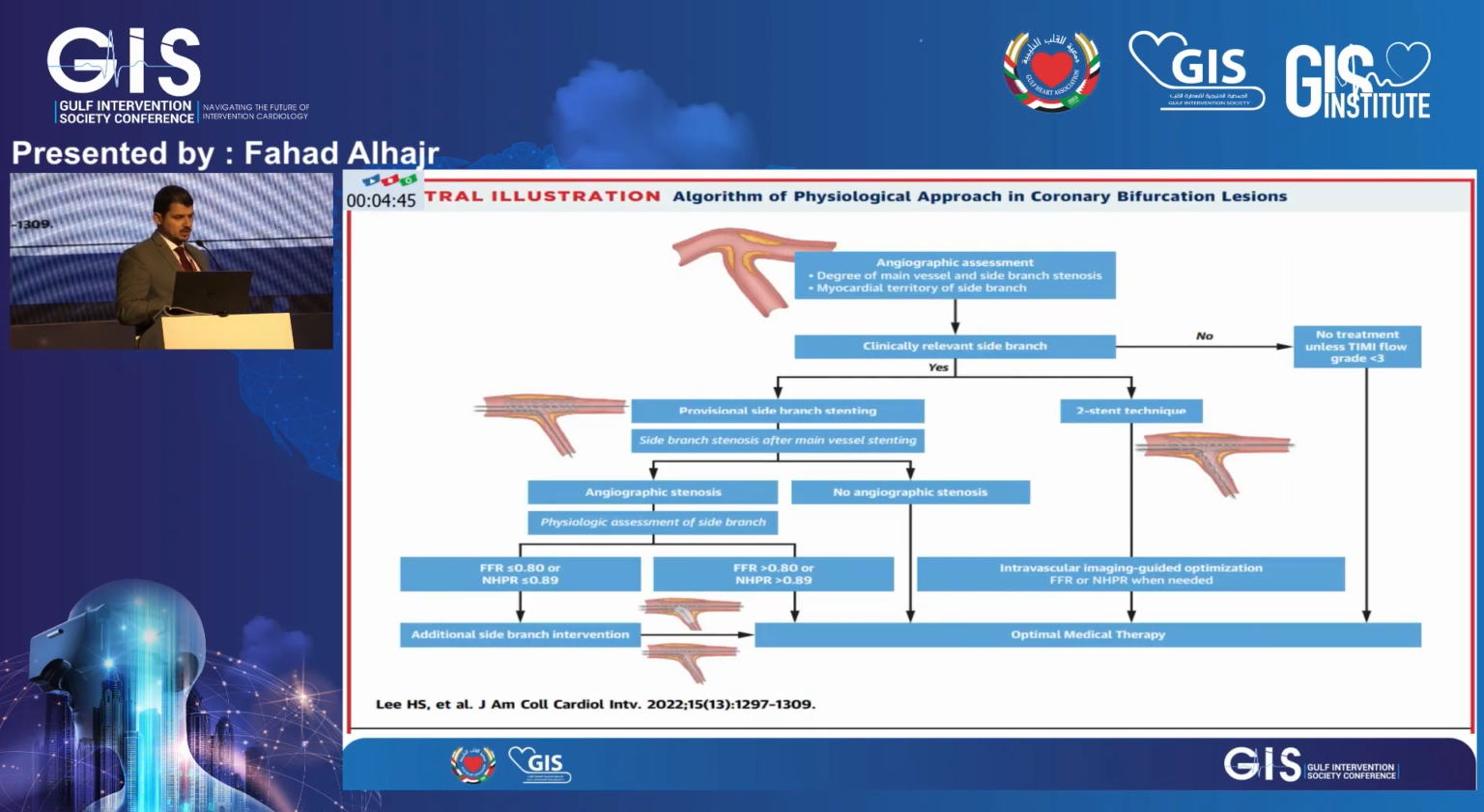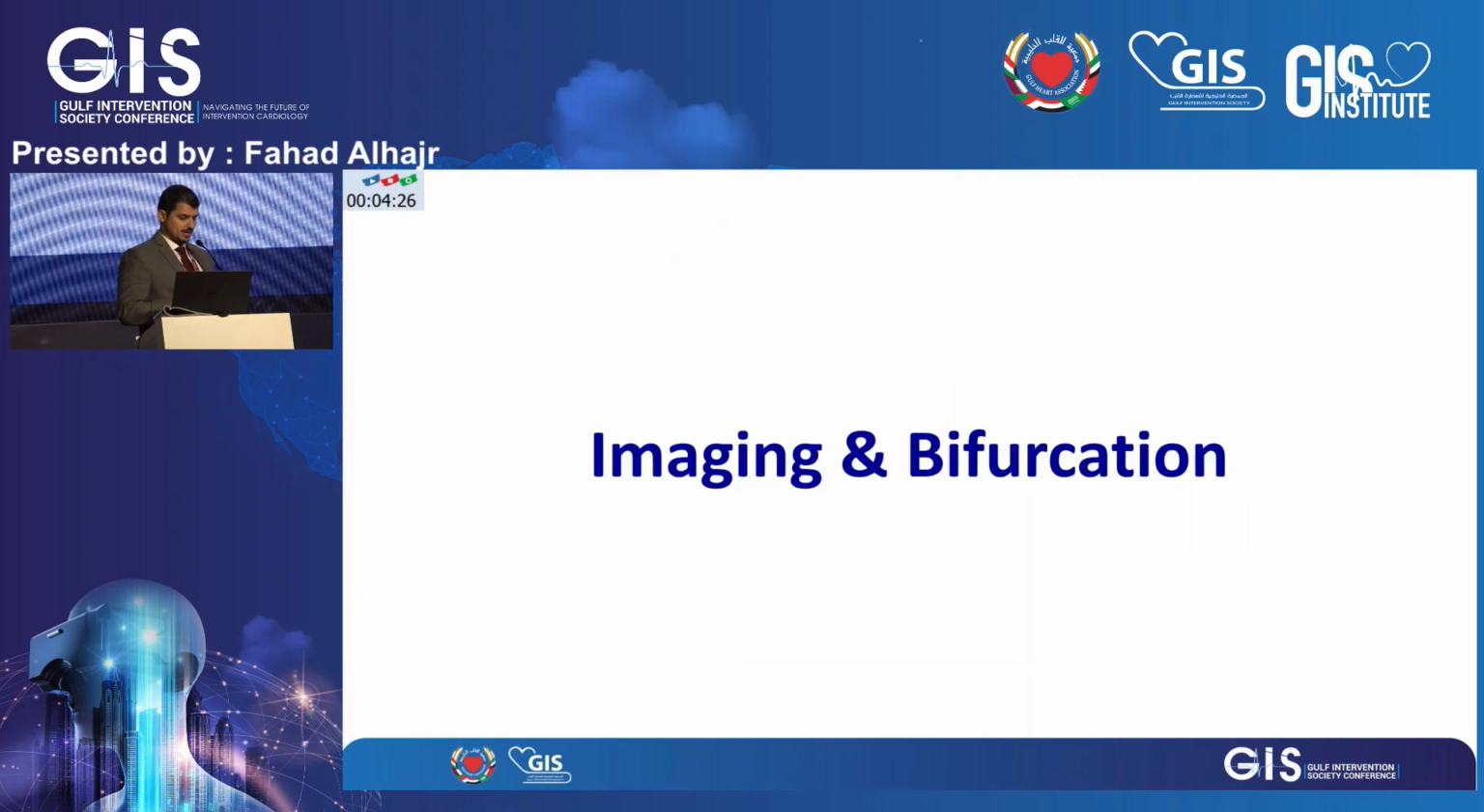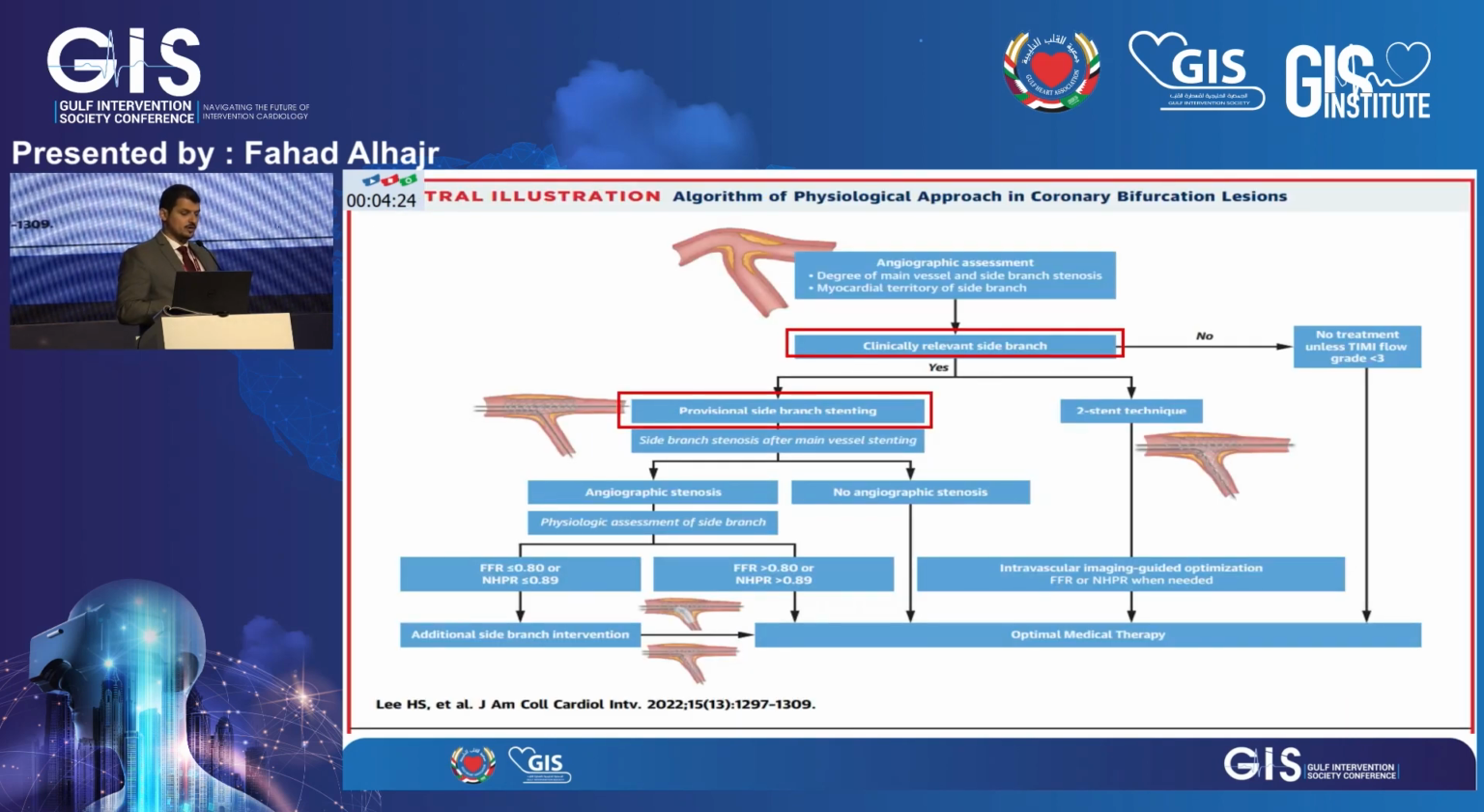So that's the practical approach. In general, just a summary. If the side branch is significant, then you do a provisional side branch or two-stent strategy. Two-stent strategy, we're done. If you're doing a physiology or a provisional side branch, then you see if there is an angiographic stenosis, you have to go back to the IFR measurement, and based on that, you take your decision.